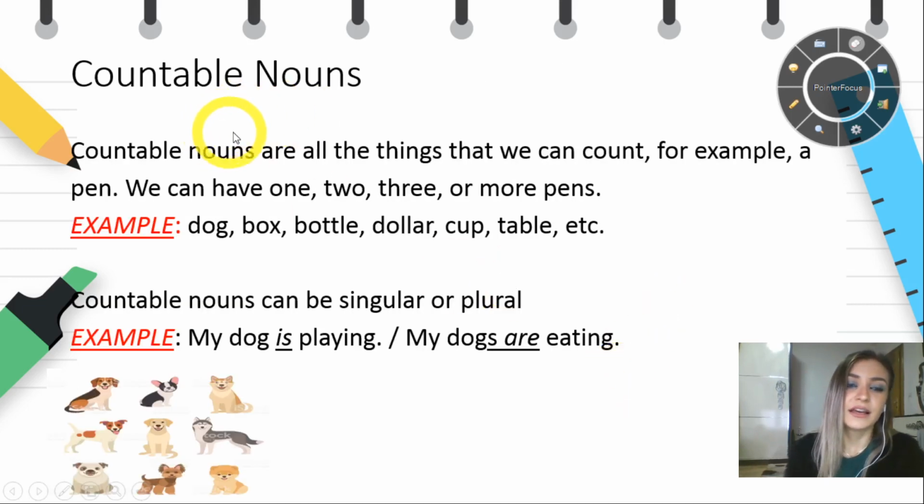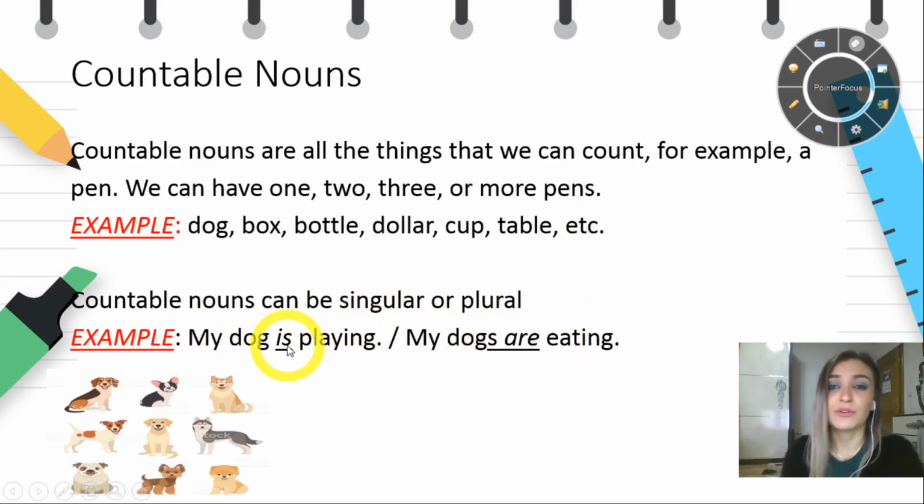Countable nouns. Countable nouns are all things that we can count. For example, a pen. We can have 1 pen, 2 pens, 3 pens, etc. Examples: dog, box, bottle, dollar, cup, table, etc. Countable nouns can be singular or plural. So, my dog is playing, my dogs are eating.